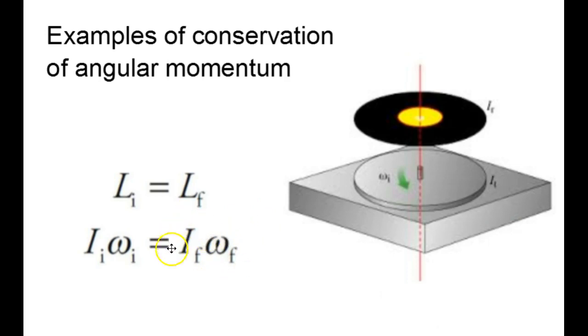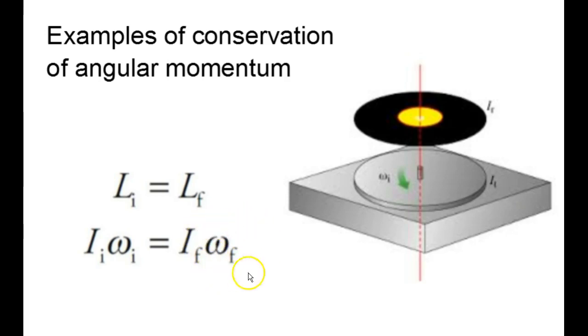So we would now have a moment of inertia after the collision that would be the combination of the record plus the disk. So this final I number would be higher. And if we're going to conserve momentum, that means that our angular velocity number is going to have to be lower.